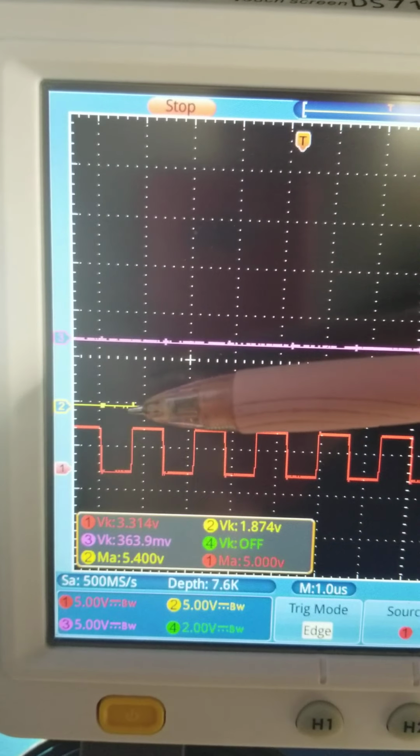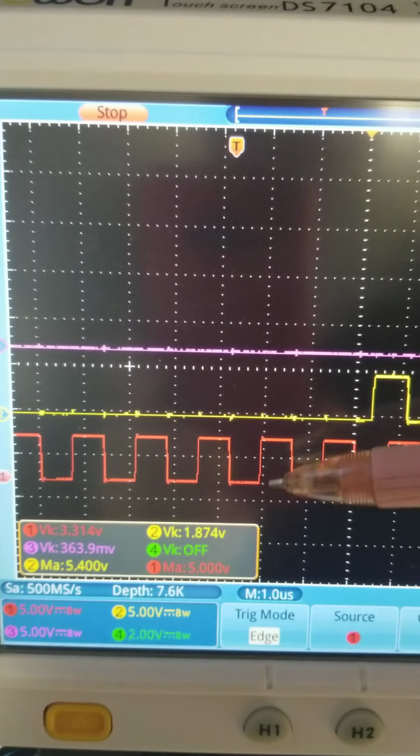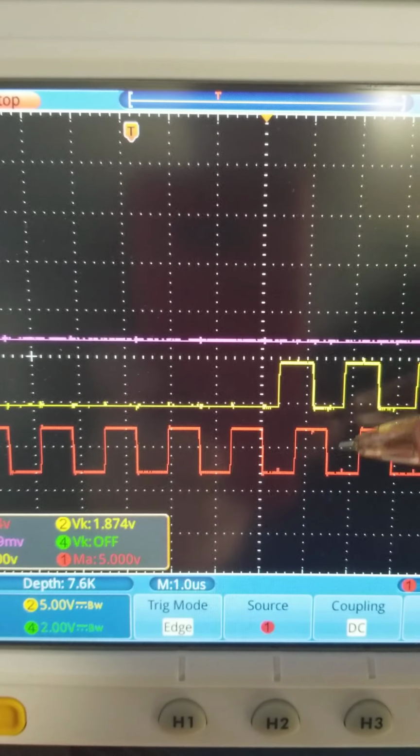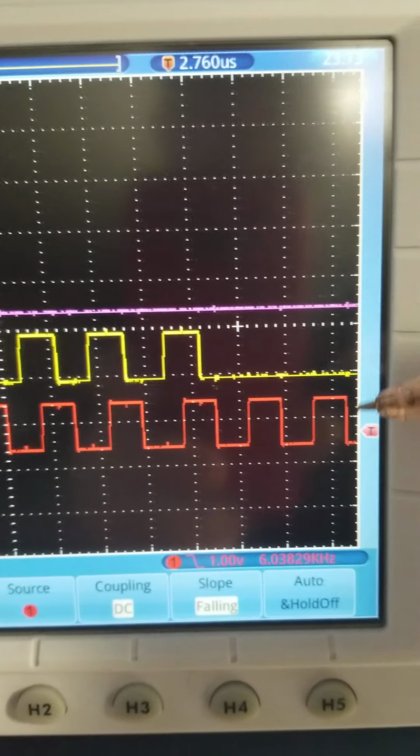The leading edge of the clock says, here's a 0. Leading edge of the clock says, here's a 0. Here's a 0. Here's a 0. Here's a 0. Here's a 1. Here's a 1. Here's a 1. Here's a 0. Here's a 0, and so on.